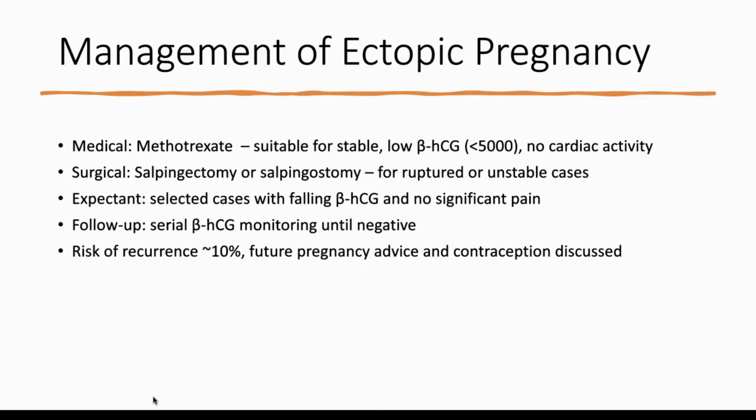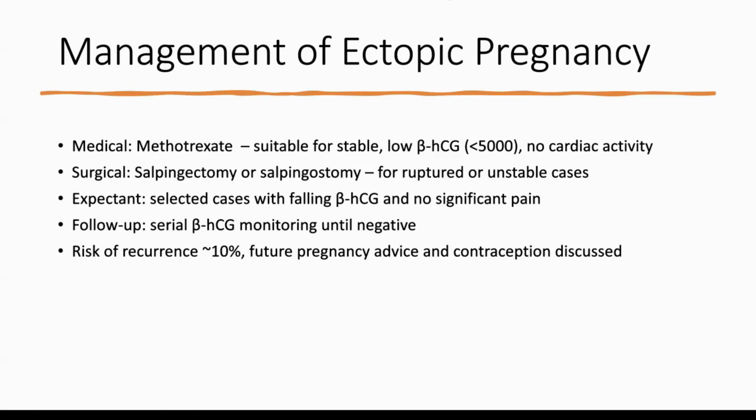So basically, women can become very unwell before coming to the hospital. So putting the whole picture together before deciding which mode of management you're going to do is very important. We offer medical management, which is the methotrexate, that is only suitable for beta HCGs less than 5,000 and no cardiac activity. Surgical options are mostly done in unstable cases which have ruptured. We either do salpingectomy or salpingostomy.